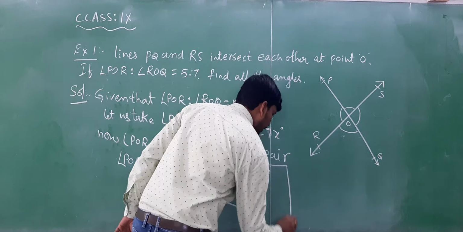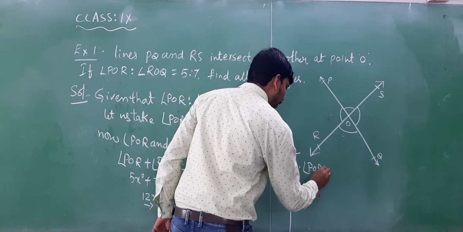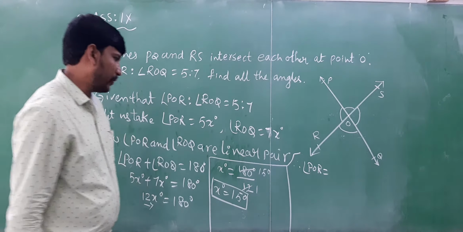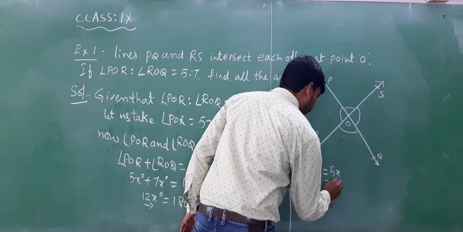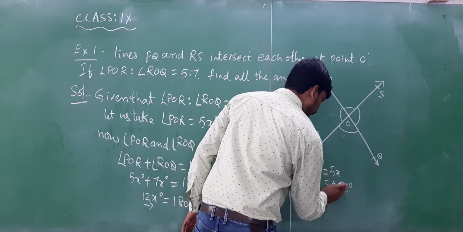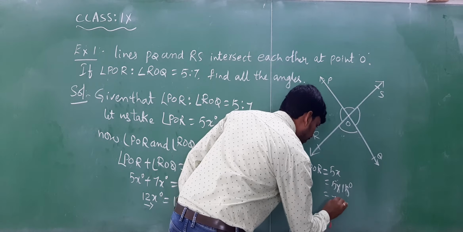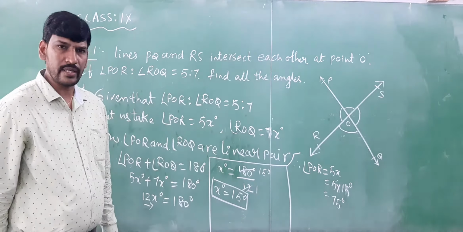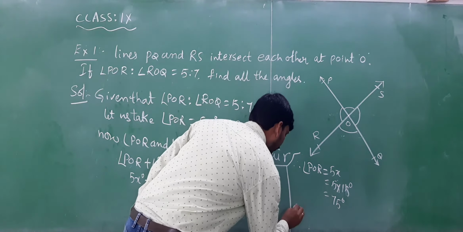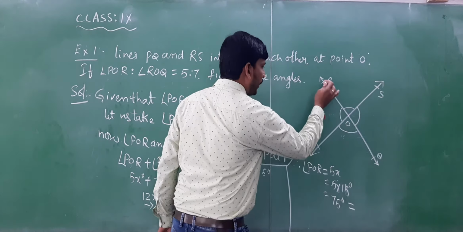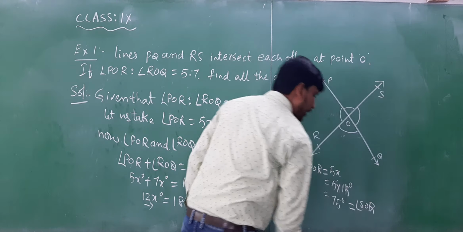Okay children, now see. Angle POR is equal to 5x, which implies 5 into 15 degrees. 5 into 15 is 75 degrees. Clear? So therefore angle POR is equal to 75 degrees. In the same way, POR is equal to SOQ, both are vertically opposite angles.